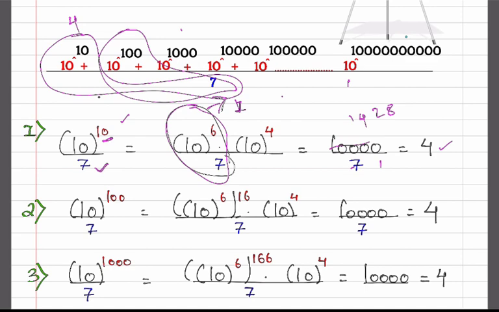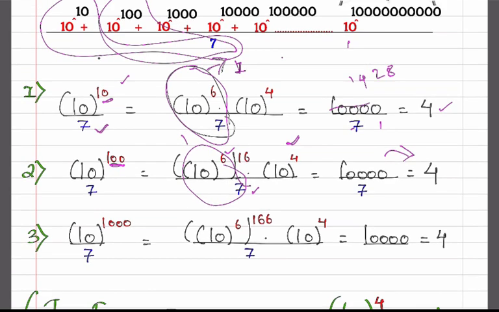Now let's take the next part. 10 raised to 100 divided by 7. Again it's a 7. I need 6 in the numerator. So I write it. But since I have to complete 100, I'll write 16 into 6 is 96. Again I am left with 10 raised to 4 here. According to Fermat, this is 1. 1 multiplied 16 times is nothing but 1. 10 raised to 4 divided by 7. The remainder for this is 4. And this will keep on repeating.